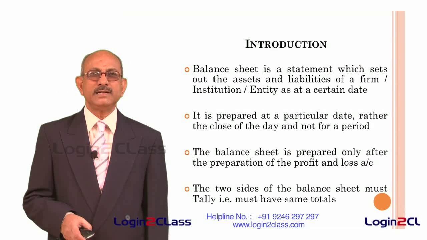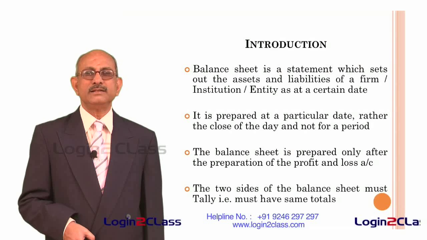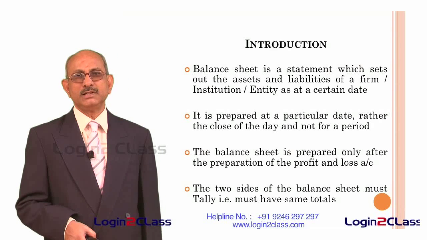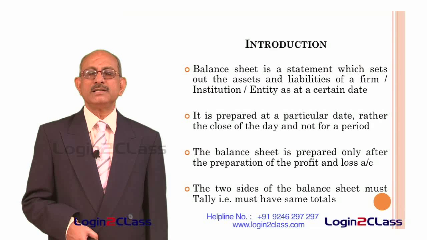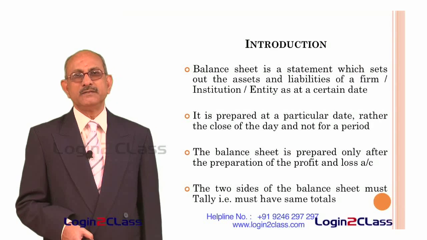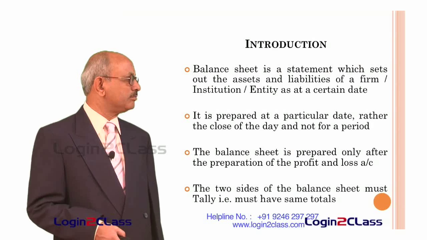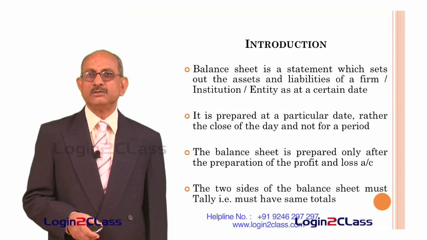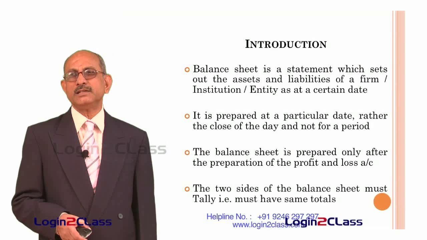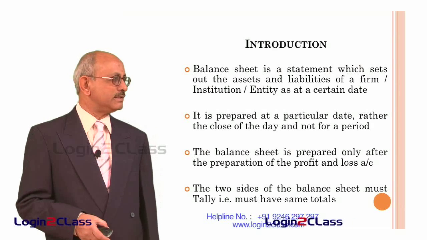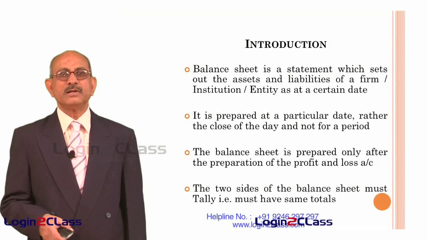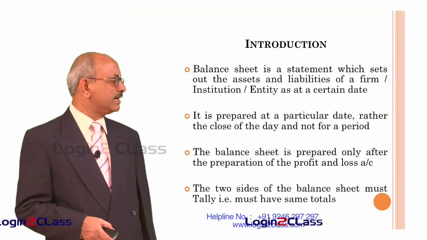Normally there is a tendency to think that an asset is always a credit balance, but it is a misconception. A debit balance in a balance sheet always means an asset, whereas a credit balance always means a liability. So all the credit balances will appear on the left hand side of the balance sheet as liabilities, and all debit balances appear on the right hand side of the balance sheet as assets.